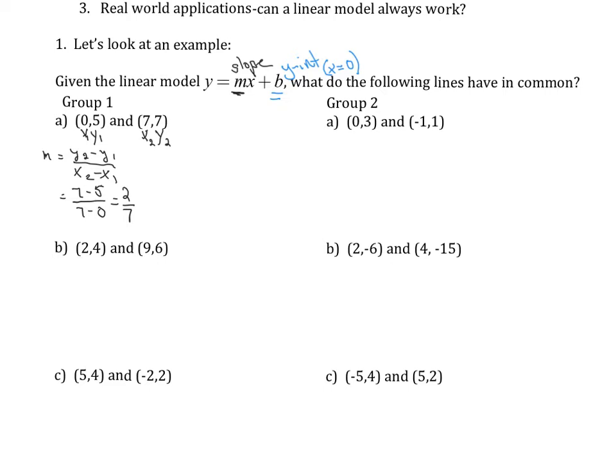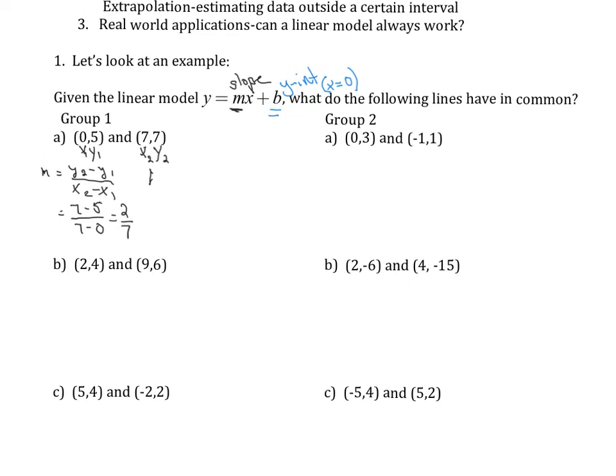Now we need to find the b value. The b value tells us where it crosses the y-axis. And I told you before that it happened when the x value was equal to 0. If I look at this point, I do have an x value of 0. That means this y value is our y-intercept, 5. So my equation is y equals 2/7 x plus 5.